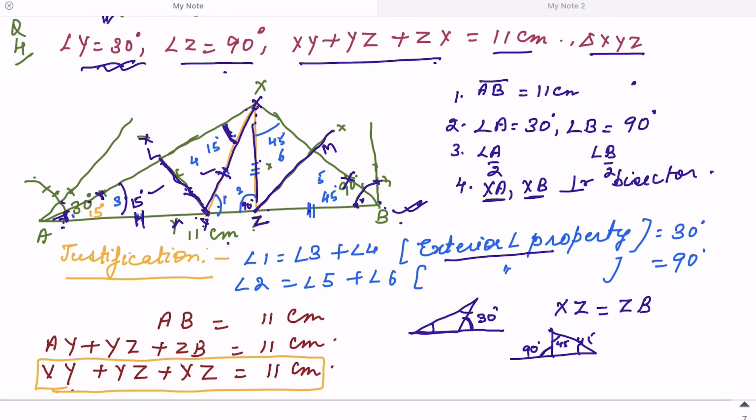Now what about sides? We have taken AB as 11 centimeter. If you break it, that means AY plus YZ plus ZB is 11. What is AY? AY is XY, as I have just shown you. So AY is XY, YZ I am writing the same. Now ZB is equal to XZ. So XY plus YZ plus XZ is 11 centimeter. That's how we construct the triangle if the perimeter is given.